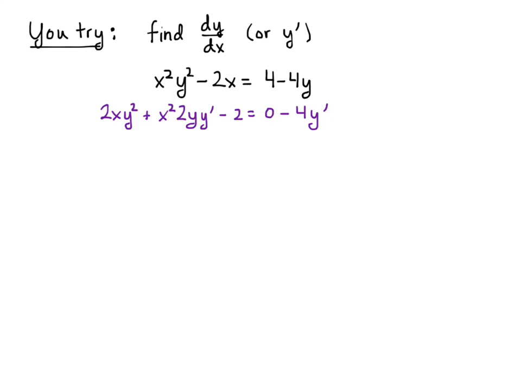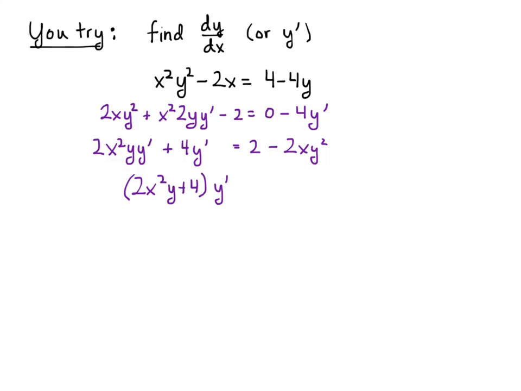Okay, so now I'm going to rearrange it so I have all my y primes on one side and everything else on the other. So I bring that negative 4y prime to the left and it becomes positive. And then I'm going to take that 2xy squared, move it to the other side, and it becomes negative. And now I factor out my y prime. The other side stays the same. And now I divide by that factor that's in front of y prime, and I get my answer.